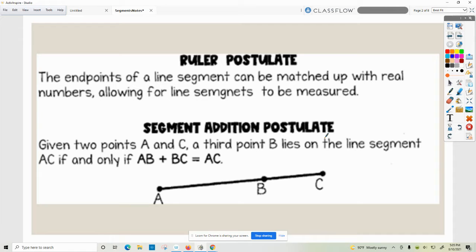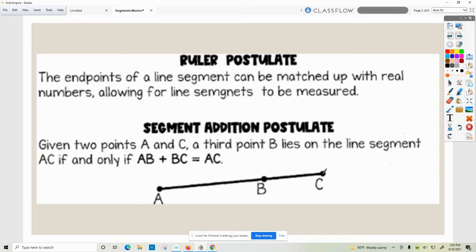So that's where the segment addition postulate comes into play. The segment addition postulate basically says that if you have a segment from A to C that has been split and divided, then the length of A to B plus the length of B to C is still the same length that I started with, the segment A to C.